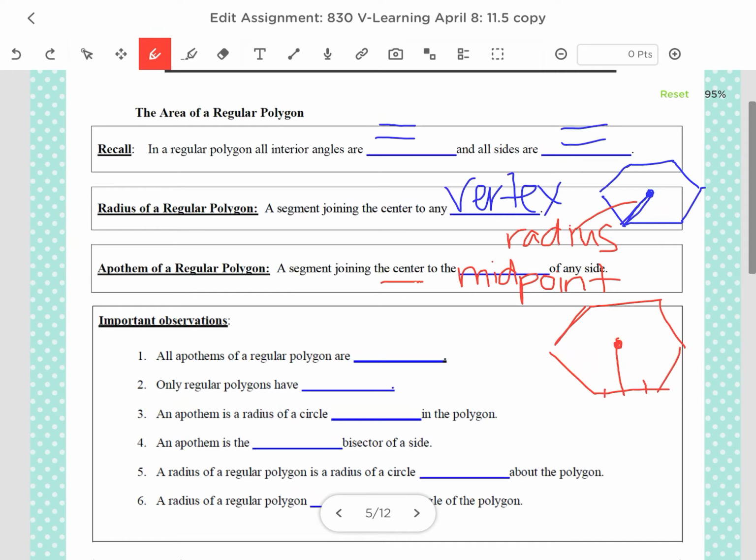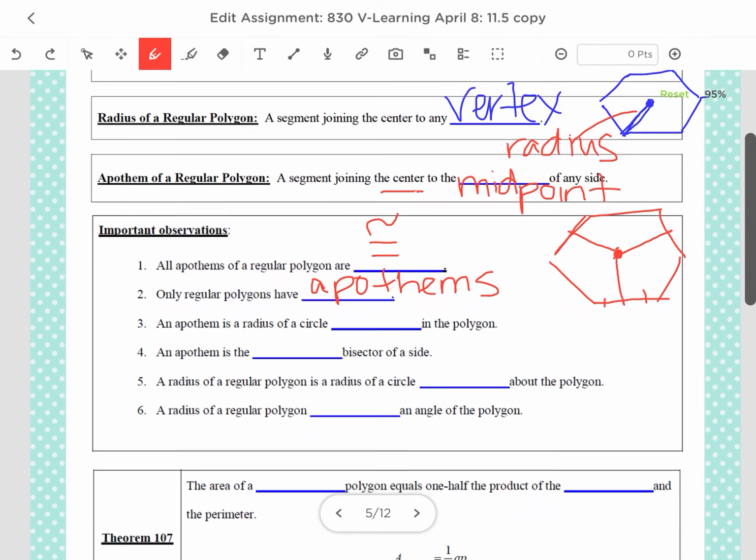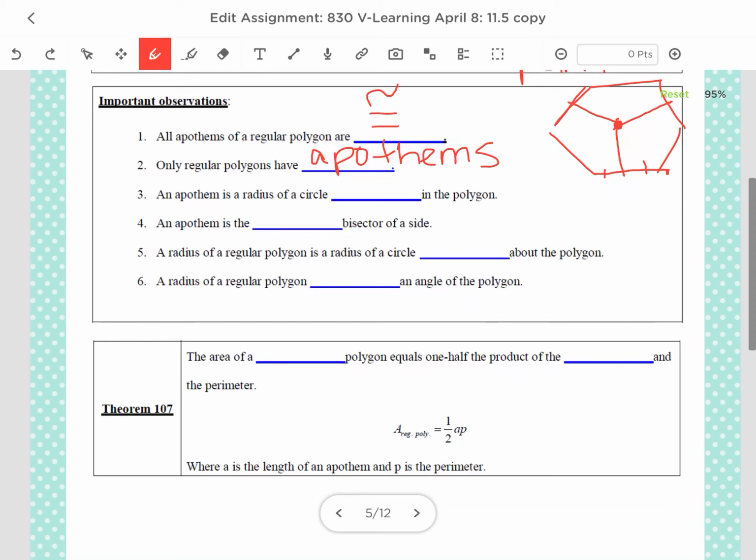Okay, and there's some important information that you want to know about these radii and apothems. So all apothems of a regular polygon are congruent. Any apothem that I would draw to the midpoint of any side, all of those are going to be congruent. Only regular polygons have apothems. They do not appear in any other figure. An apothem is a radius of a circle that is inscribed in the polygon.